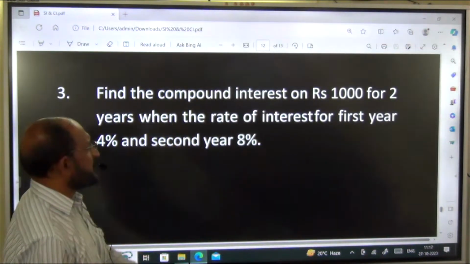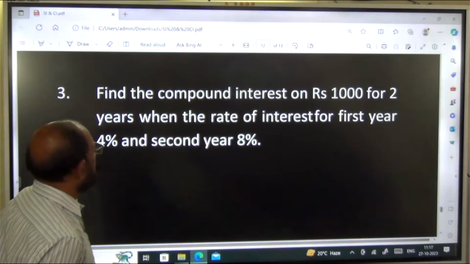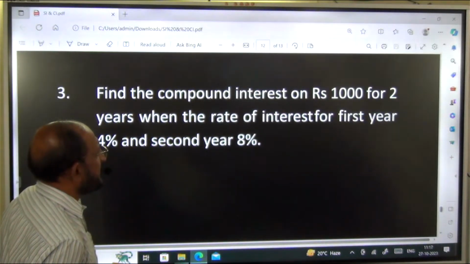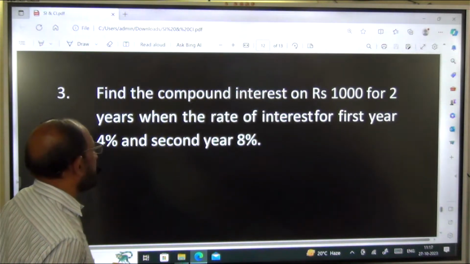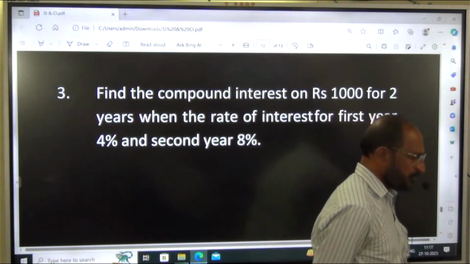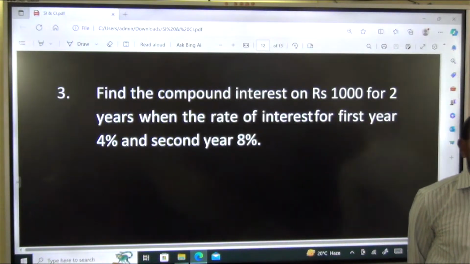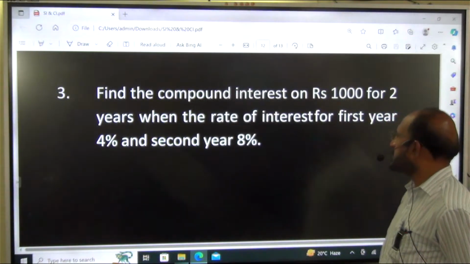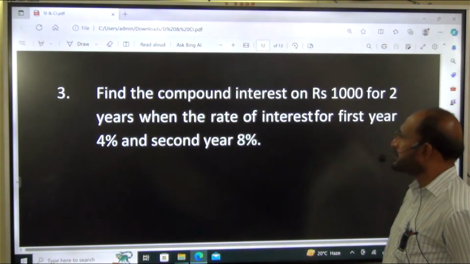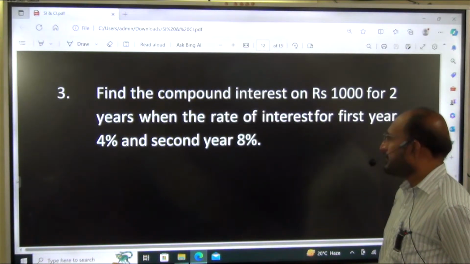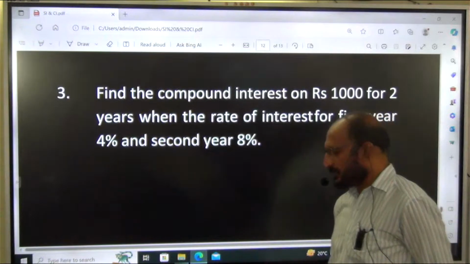Find the compound interest for 1000 rupees for 2 years when the rate of interest for the first year is 4% and for the second year is 8%.